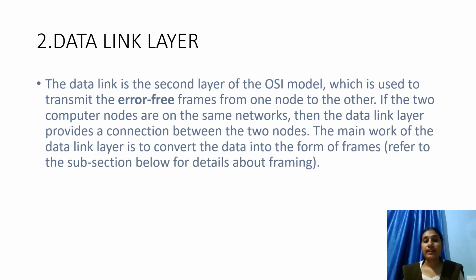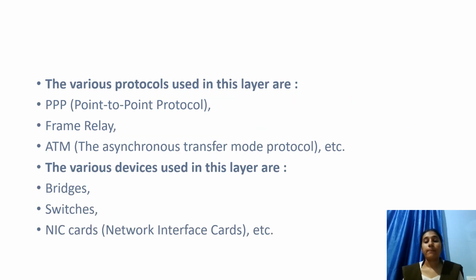And the second one is data link layer. The data link layer is the second layer of the OSI model, which is used to transmit error-free frames from one node to the other. If the two computer nodes are on the same network, then the data link layer provides a connection between the two nodes. The main work of the data link layer is to convert the data into the form of frames. Refer to the subsection below for details about framing.